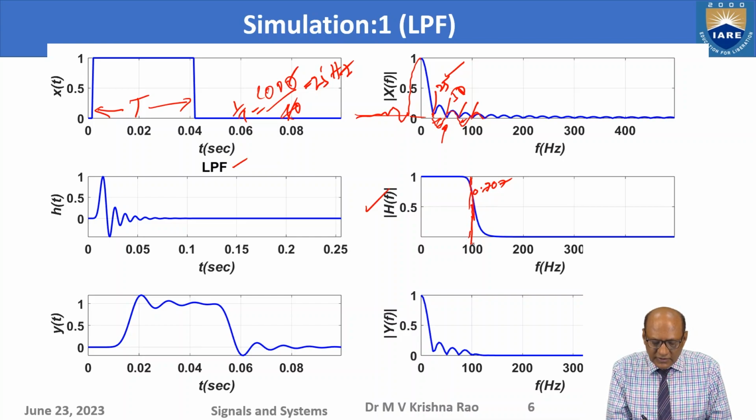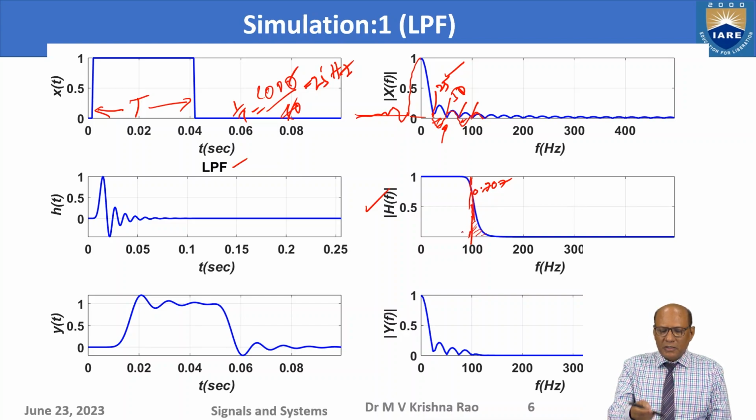Because the order is not sufficient, you cannot produce an indefinite, 90 degree slope here. The transition is not sharp, it is gradual, and into the stop band some of the frequencies are passed. These are the frequencies which are highly attenuated but passed through the filter or system. Now, so what is happening here?